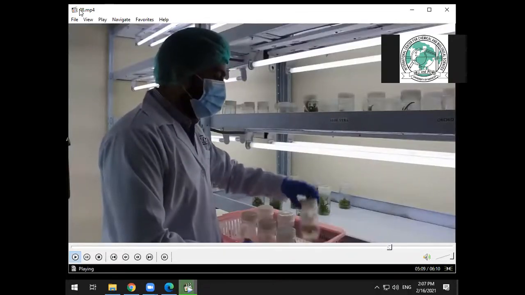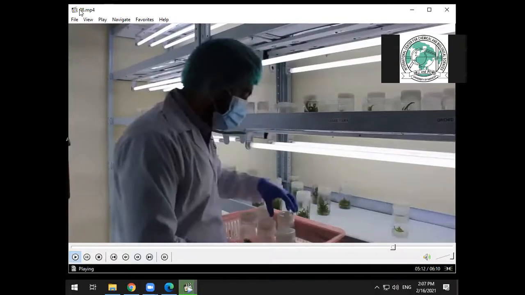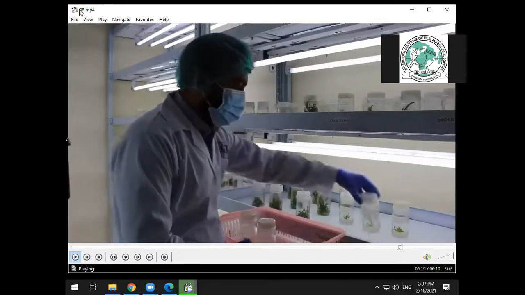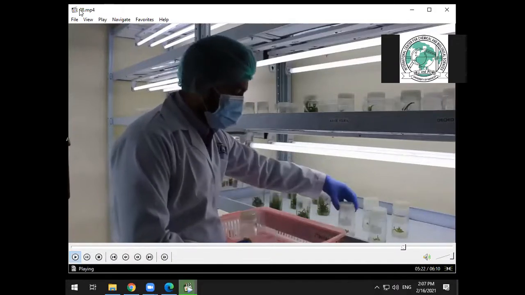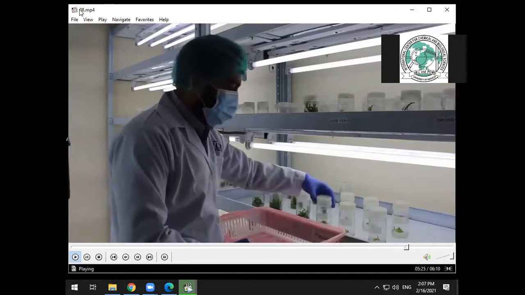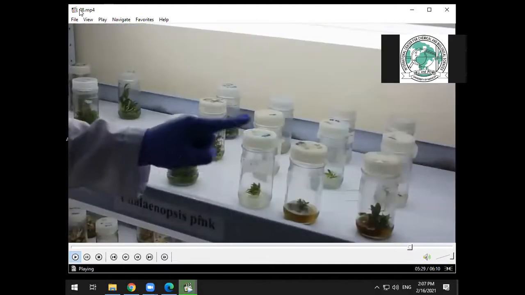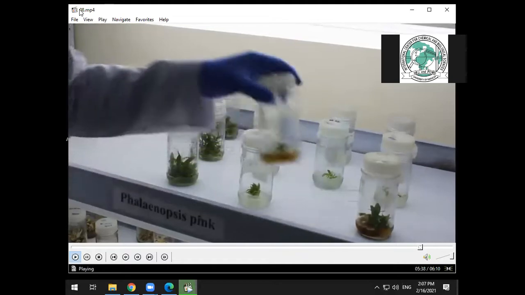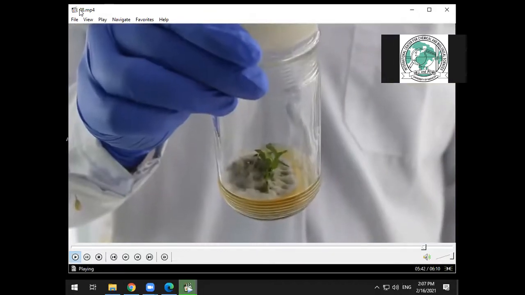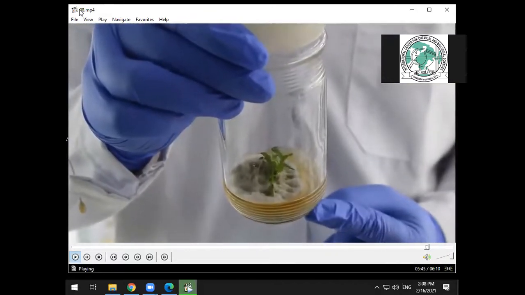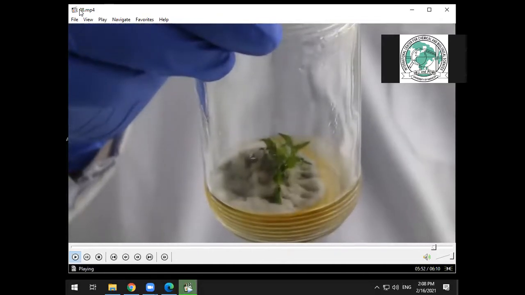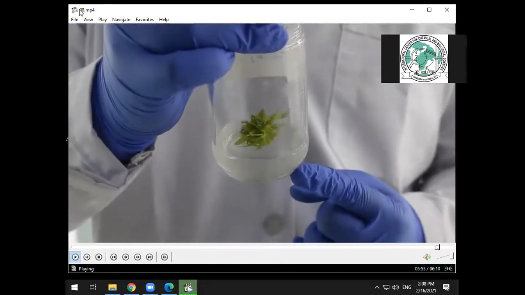These cultured jars will be kept in growth room under 16 hours of light and 8 hours of dark with 40% of relative humidity at temperature of 24 degrees plus minus. Keep visiting your growth room in order to check any sign of contamination in your culture jars. It is a contaminated jar and you have to discard it immediately. Keep contamination-free jars in your growth room for further growth.